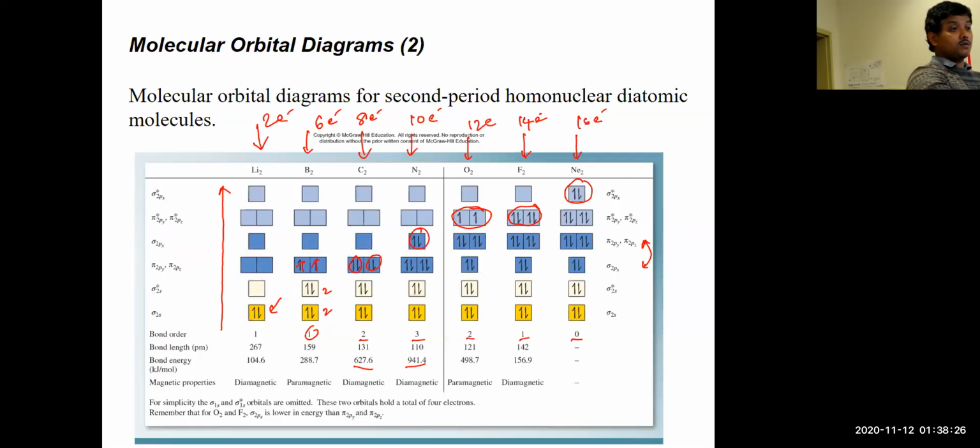And if you use it to identify bond length, fluorine happens to have a larger bond length compared to oxygen, because oxygen is more stable and it has more attraction between the atoms. And for bond energies, oxygen has a much larger bond energy compared to fluorine. Oxygen is paramagnetic and fluorine is diamagnetic. How do you identify that? You look at the highest occupied electrons and see if they are single or paired.